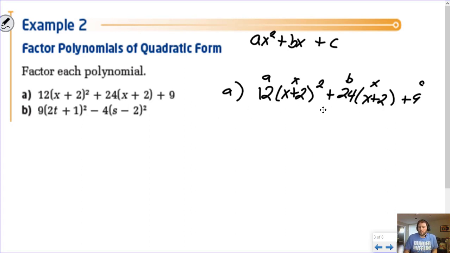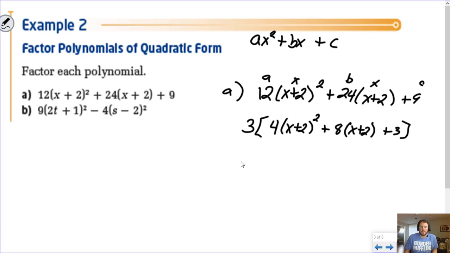So again, step 1, we're going to look for any greatest common factors. So 12, 24, and 9 can all be divided by 3. So that would be step 1. 3 onto 4(x+2) squared plus 8 times (x+2) plus 3. And at this point, what we should do is slide and divide. So we're going to take this a value, multiply it onto the end. So we get 3, and then (x+2) squared plus 8 onto (x+2) plus 4 times 3, which is 12.